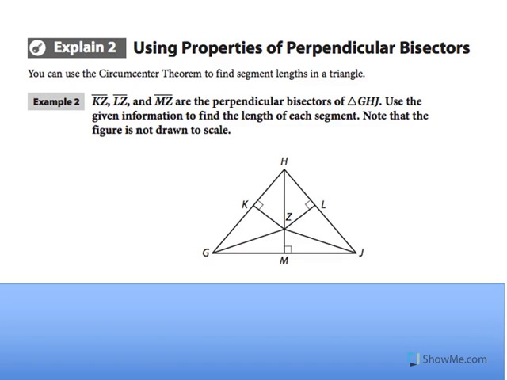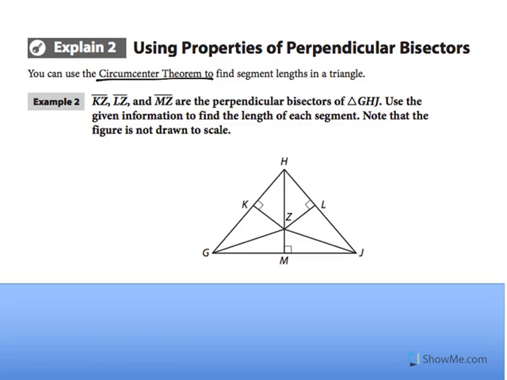Explain 2. Using the property of perpendicular bisectors, you can use the circumcenter theorem, so this is a theorem from day 1, to find segment lengths in a triangle. Example 2. Segments KZ, LZ, and MZ are perpendicular bisectors of triangle GHJ. Use the given information to find the length for each segment. Note that the figure is not drawn to scale.